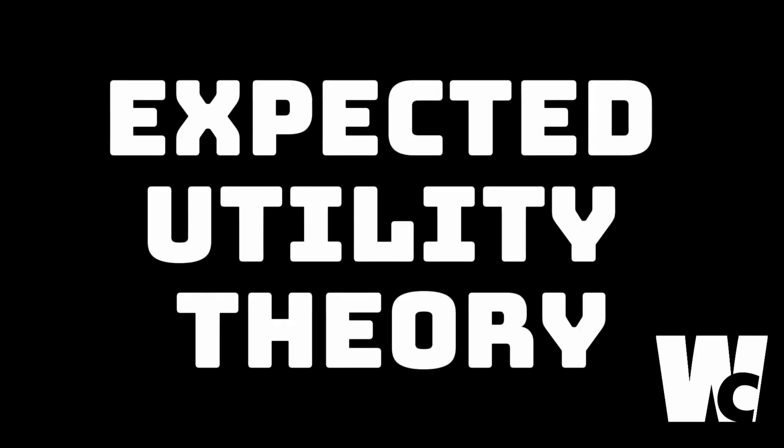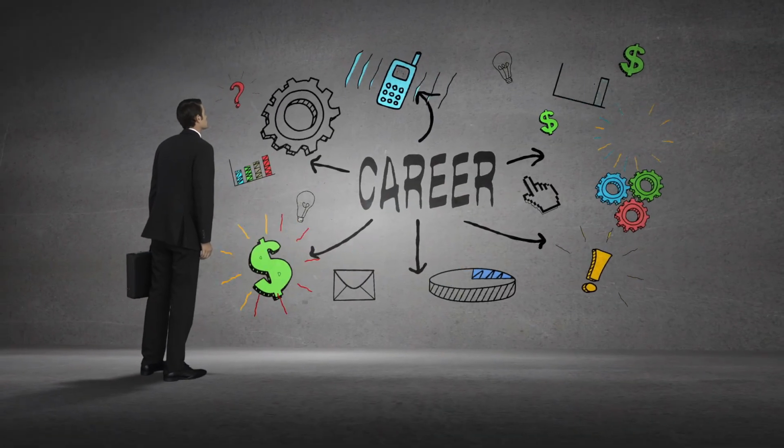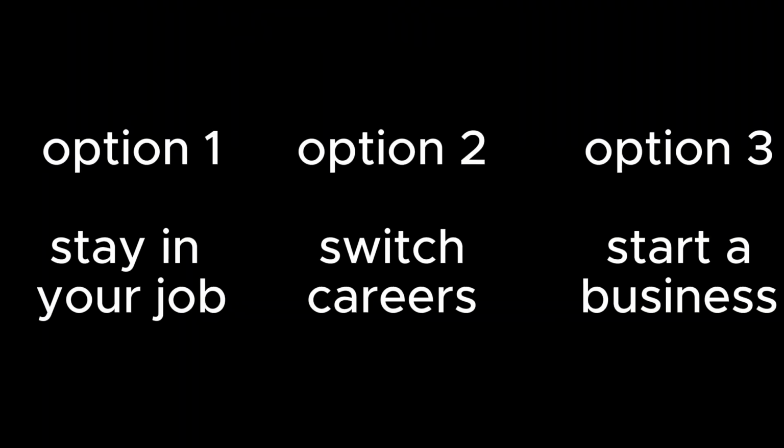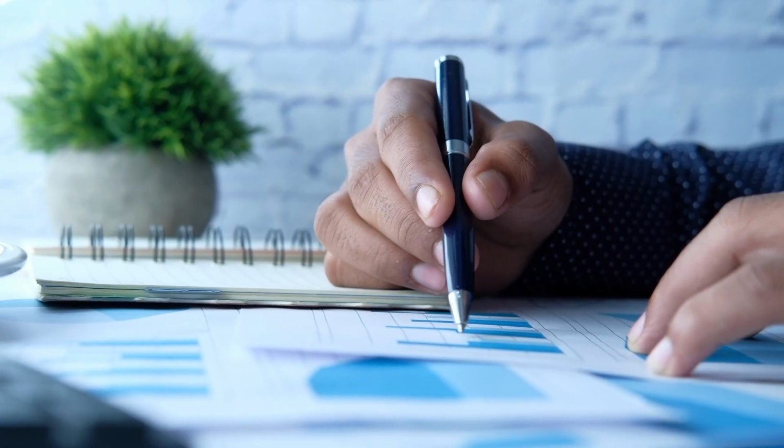Let's look at expected utility theory in a bit more depth. Let's say you're thinking about switching careers. Here's how decision theory can help you out. Step 1. List your options. Stay in your current job, move to a new field, or start your own business. You start by identifying all the realistic paths that you can take in your career.